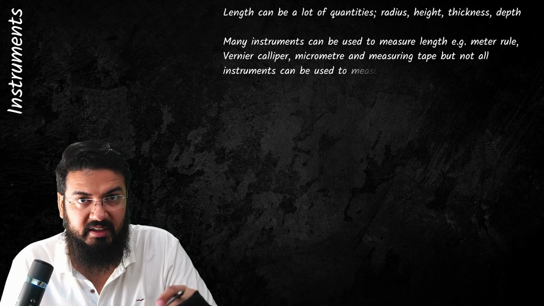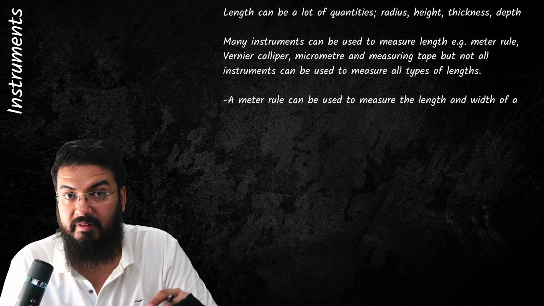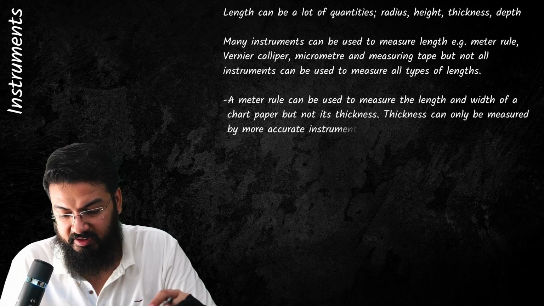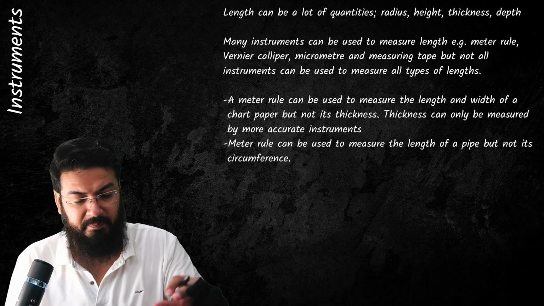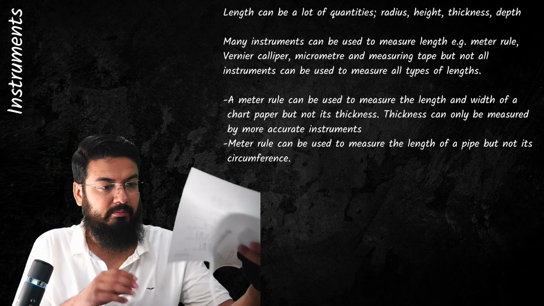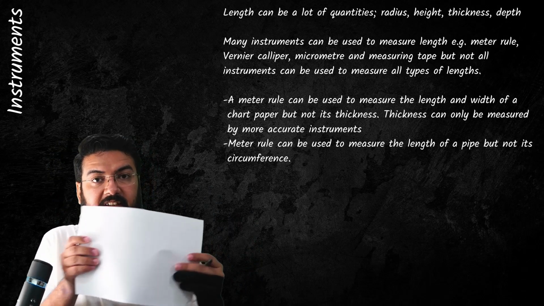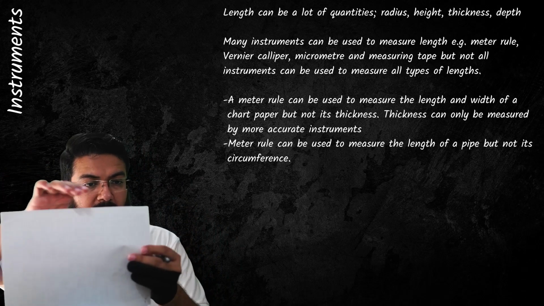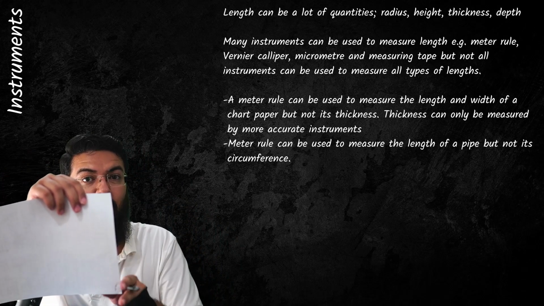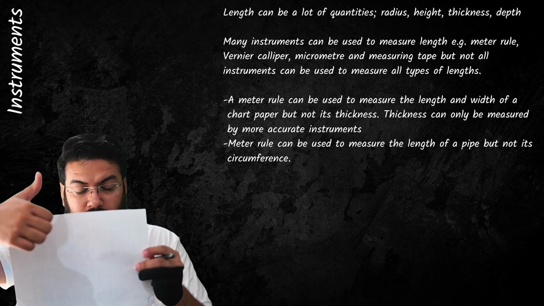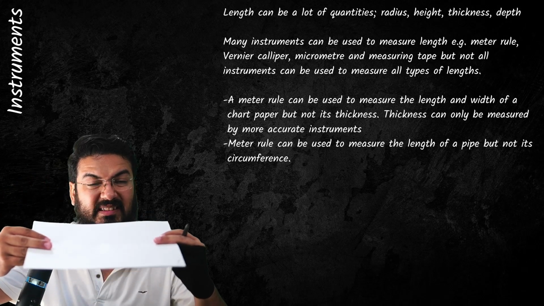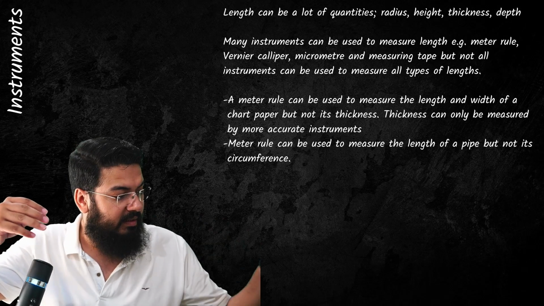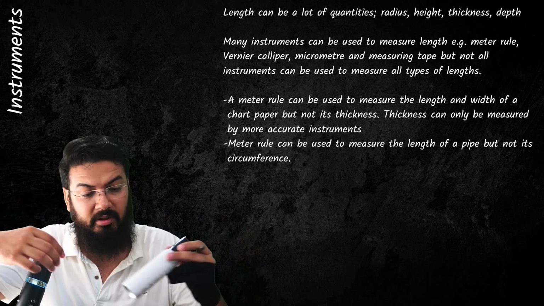And generally it's not possible to measure every type of length using every type of instrument. So let's say for example you have some pieces of paper right here. You want to measure the length using a meter rule, you're good. You want to measure the width using a meter rule, that's cool. But if I ask you to measure the thickness of this paper using a meter rule, you won't be able to, right?